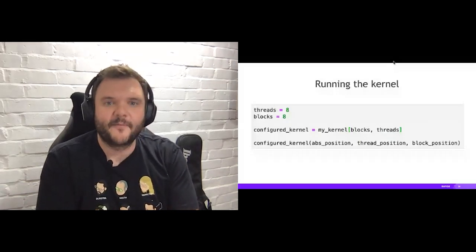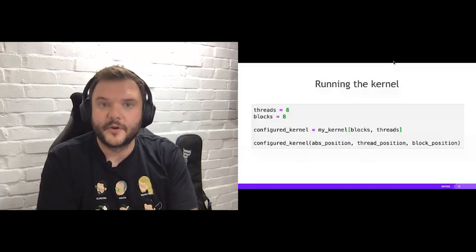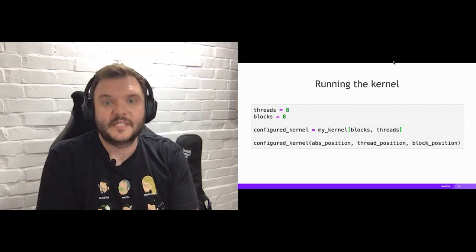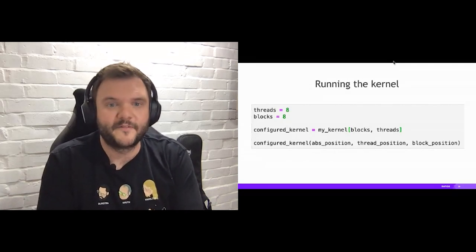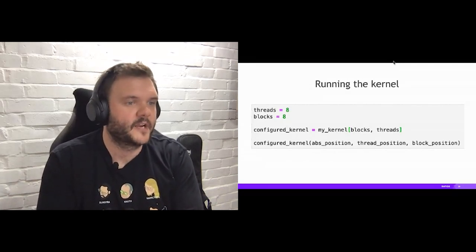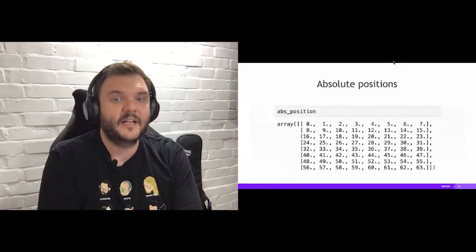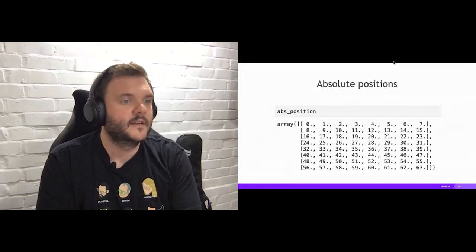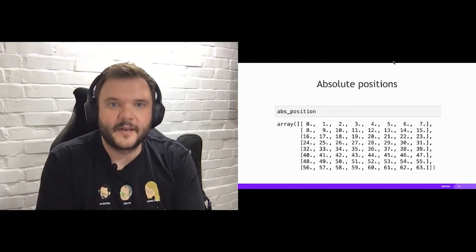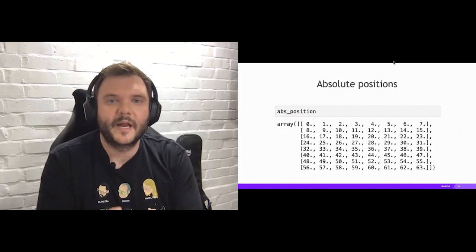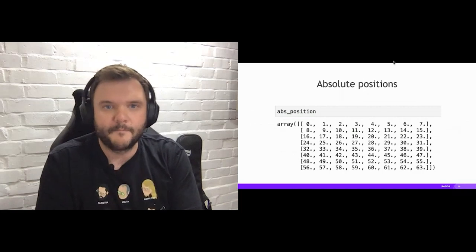Now I get back from that a new kernel, a new function, but this one has been correctly configured to run on the GPU. So then all we have to do is call it like a normal function in Python. I can just call my configured kernel. I'm going to pass it my three arrays. And if we inspect one of those arrays afterwards, we can see that all these values have been filled in from this single function call, where each function call is just updating one point.